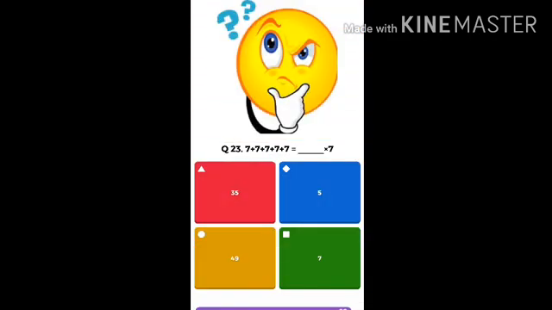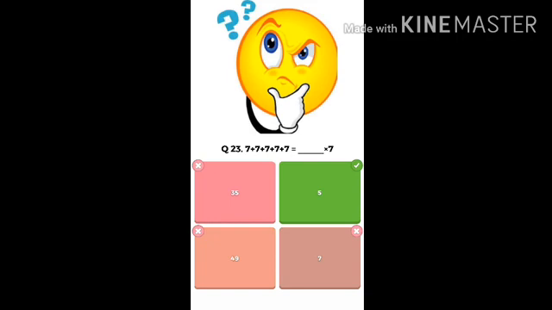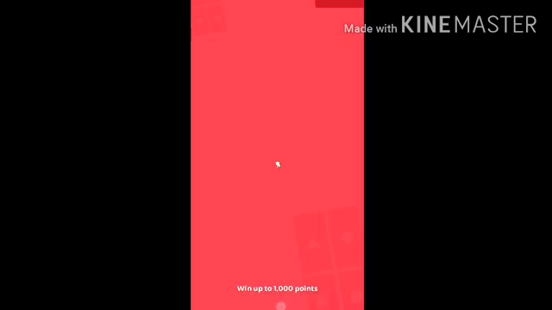7 plus 7 plus 7 plus 7 plus 7 is equal to dash multiplied by 7. We have already done repeated addition. Here you need to check how many times the number 7 is repeated. It's 5 times 7. So 5 multiplied by 7 is equal to 35.